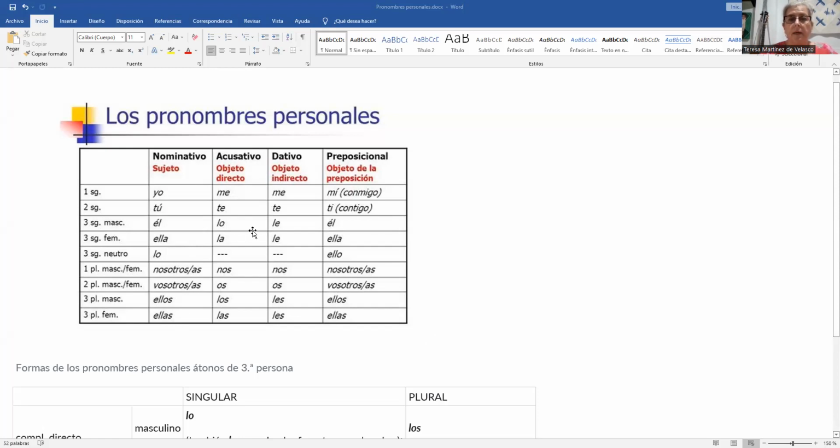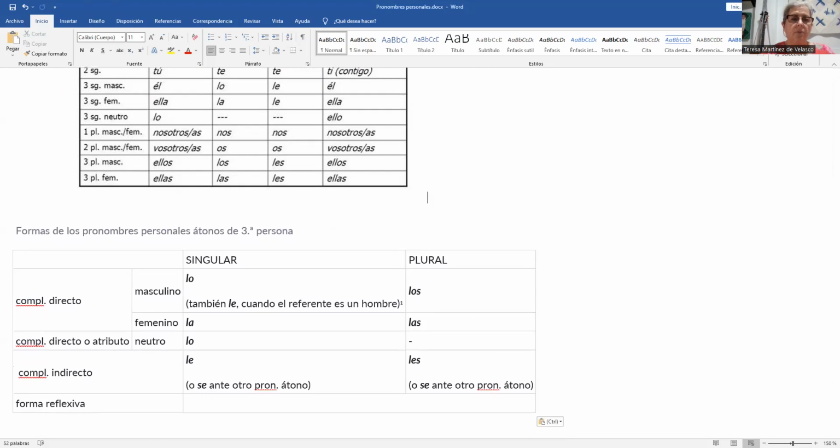But then we have other pronouns we use when a person, animal, or thing is working as direct object or indirect object in the sentence. Prepositional, we are not going to work on that today. So let's see those. Here I have them, so you can see them a little better, because this is what we are going to do.